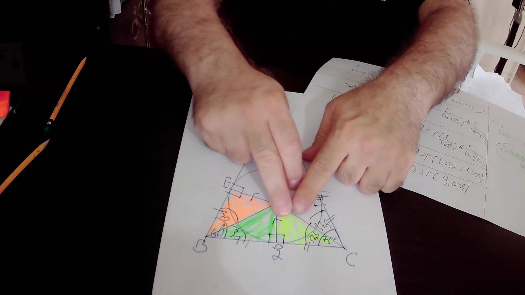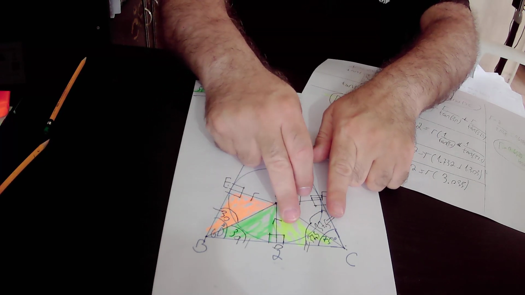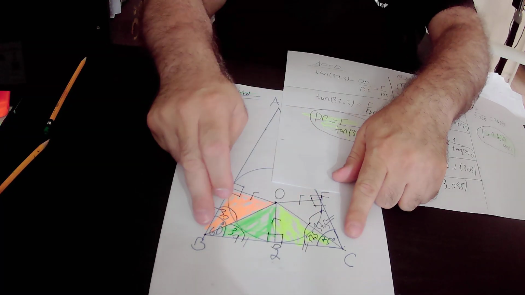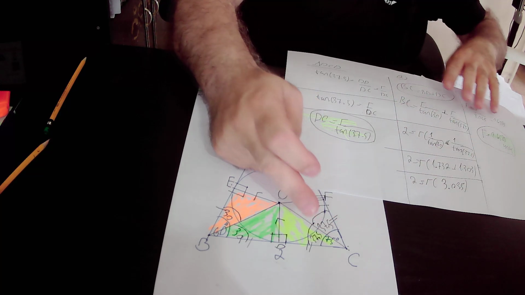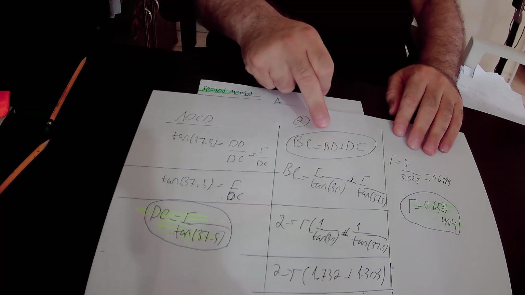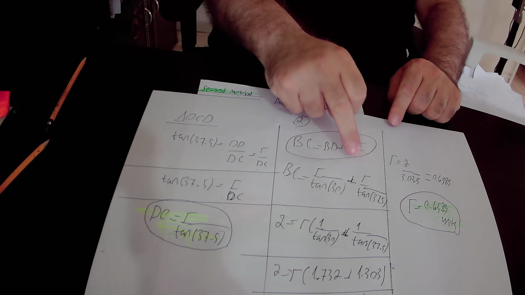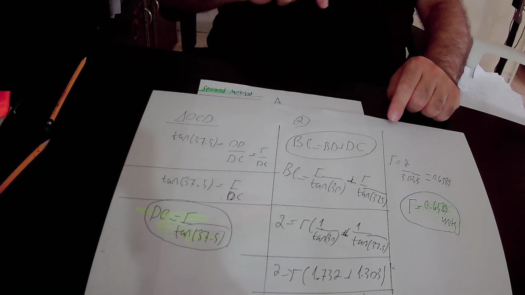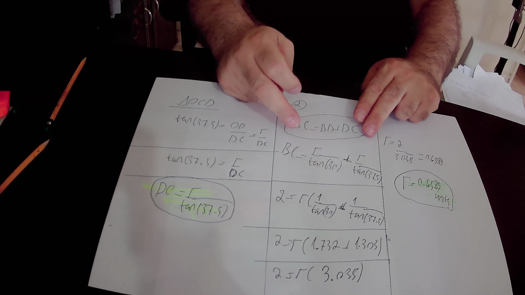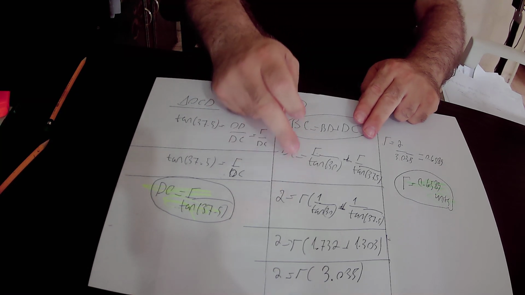We know that BC equals DB plus DC. BD equals R over tangent 30 degrees. DC equals R over tangent 37.5 degrees. We know that BC equals 2 units.